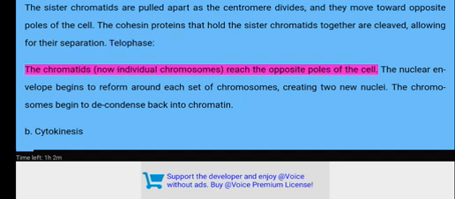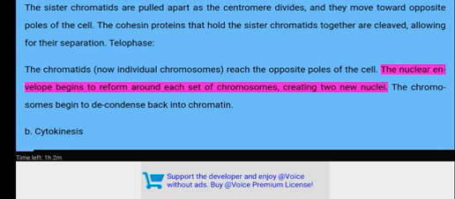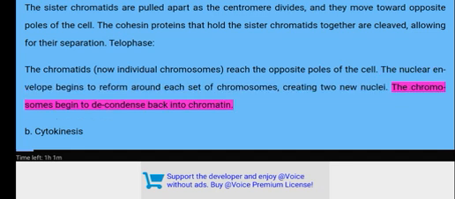Telophase. The chromatids, now individual chromosomes, reach the opposite poles of the cell. The nuclear envelope begins to reform around each set of chromosomes, creating two new nuclei. The chromosomes begin to decondense back into chromatin.